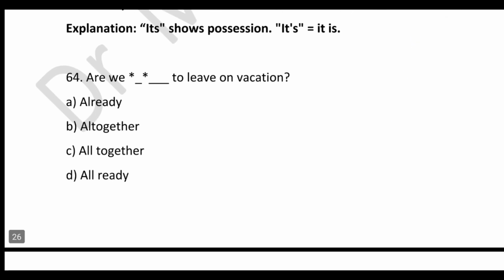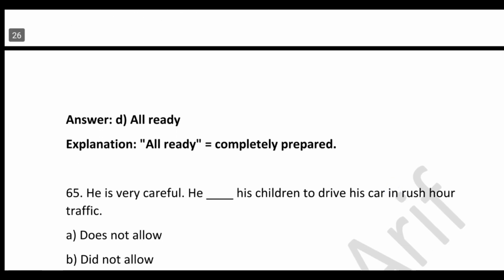Are we dash to leave on vacation? Correct answer is option D, that is already. So already means that we are completely prepared.